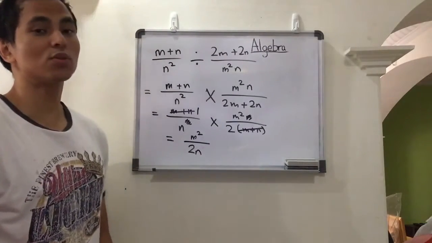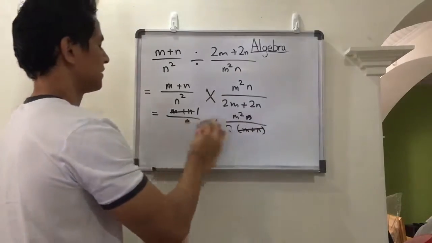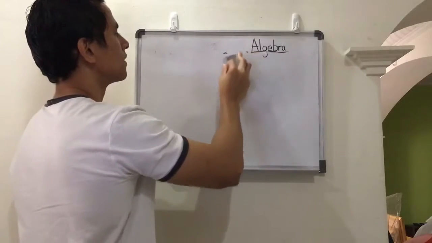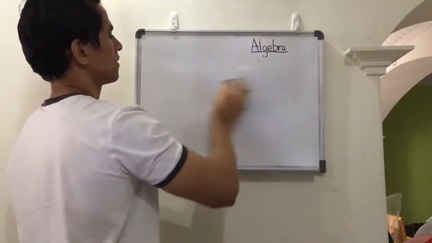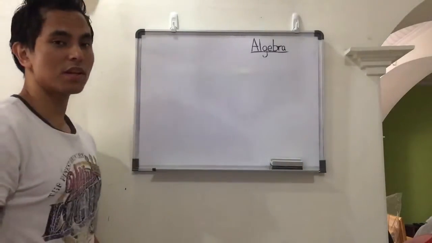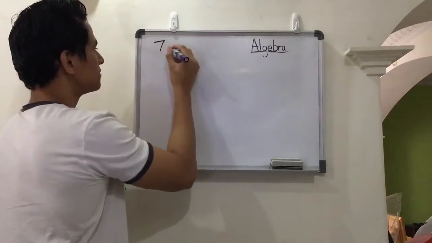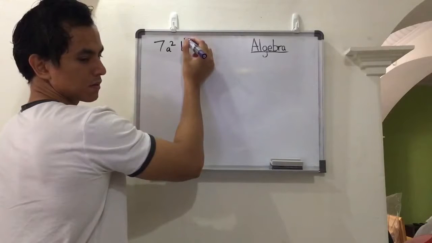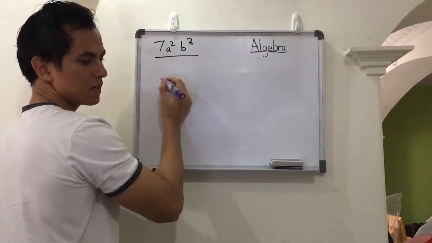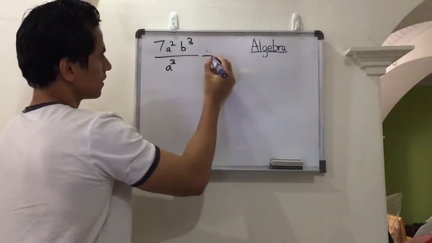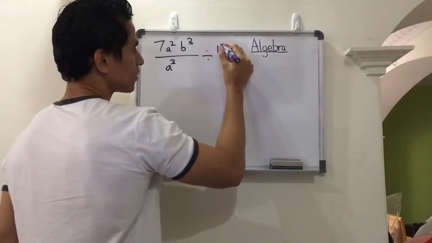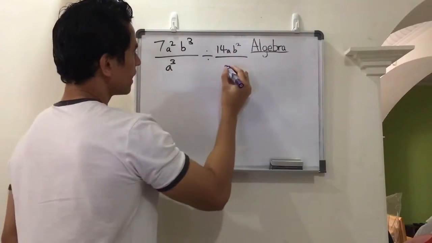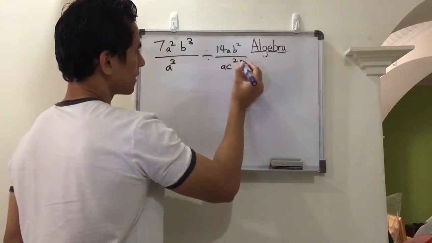Okay, so let's move on to a third example now. In this third example, suppose we have 7a square b cubed over a cubed, divided by 14a times b square over ac square.